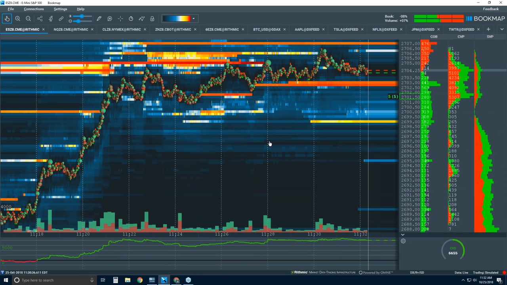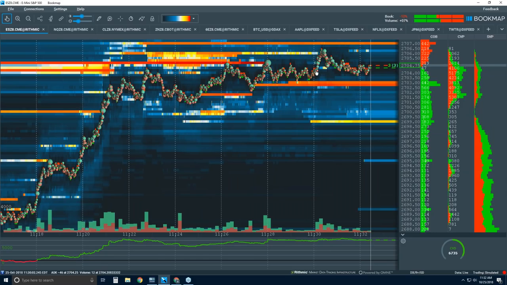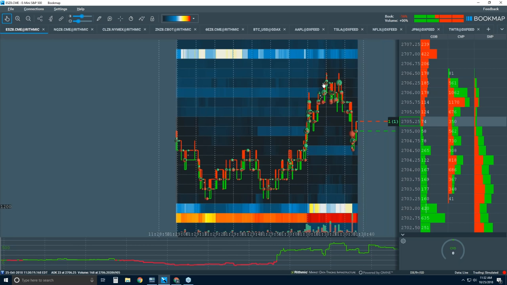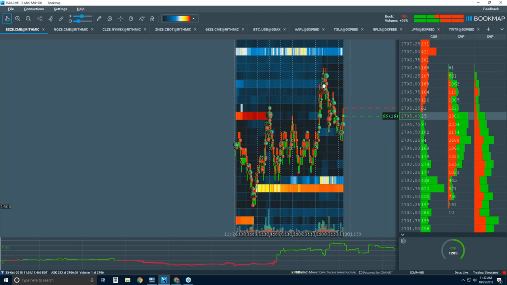Looks pretty good actually at 03. Here's the breakout up above into 06. Did they get filled up here? No, they pulled. They pulled a majority of it. And they're pulling up here at 07 as well.